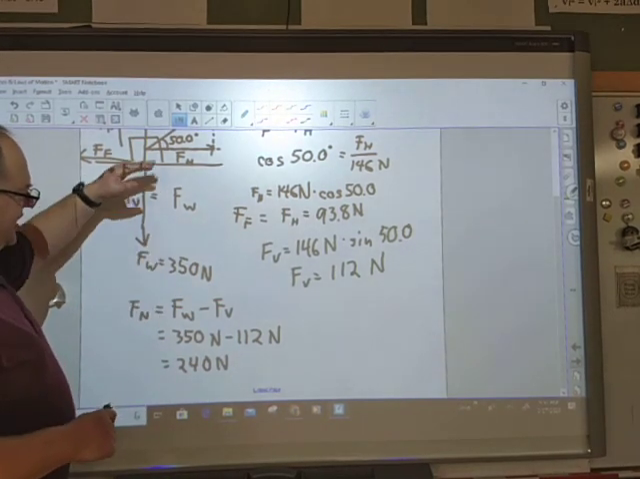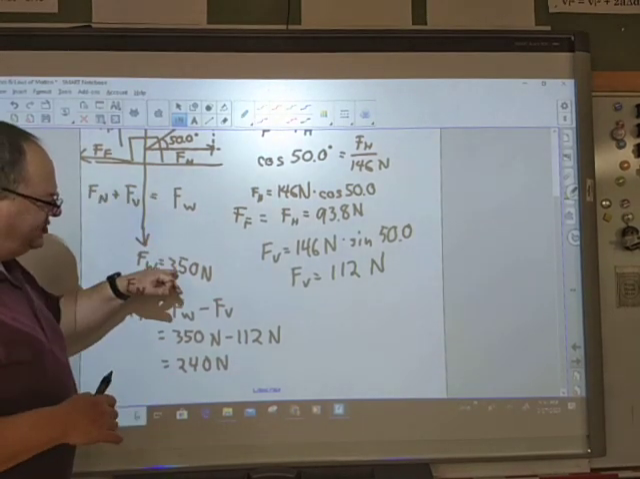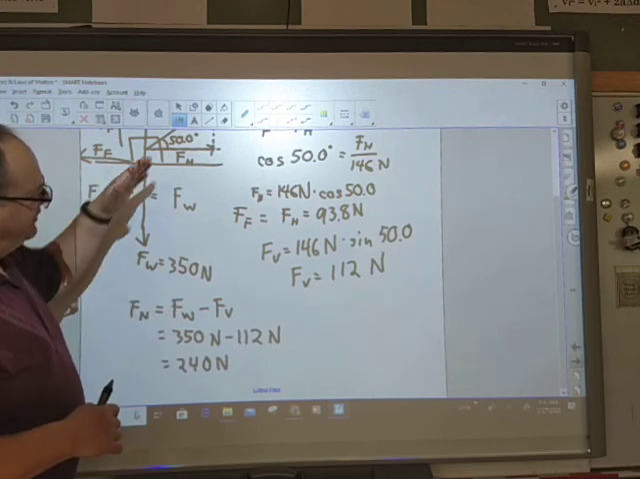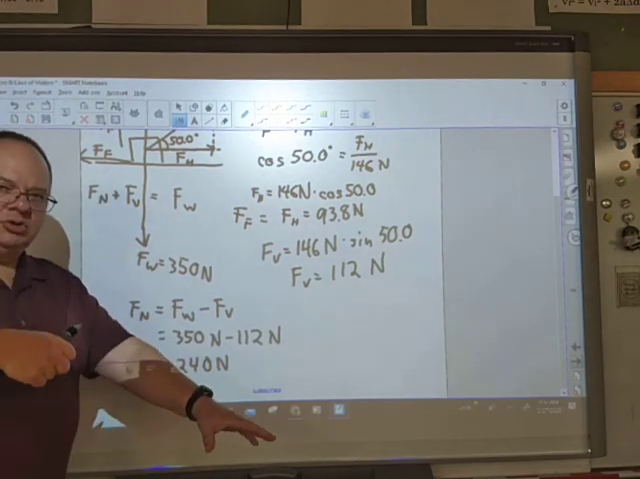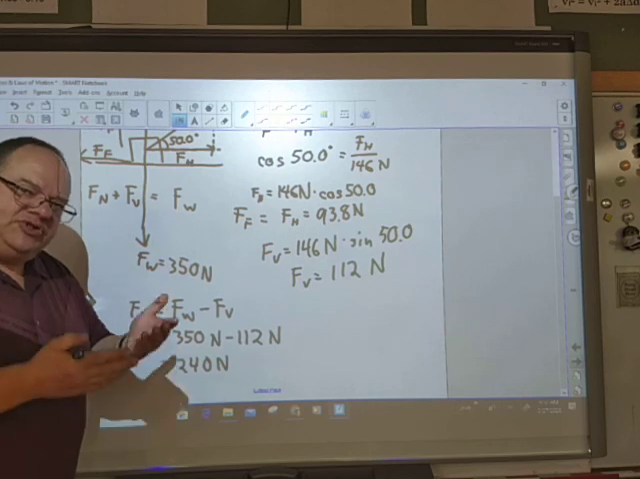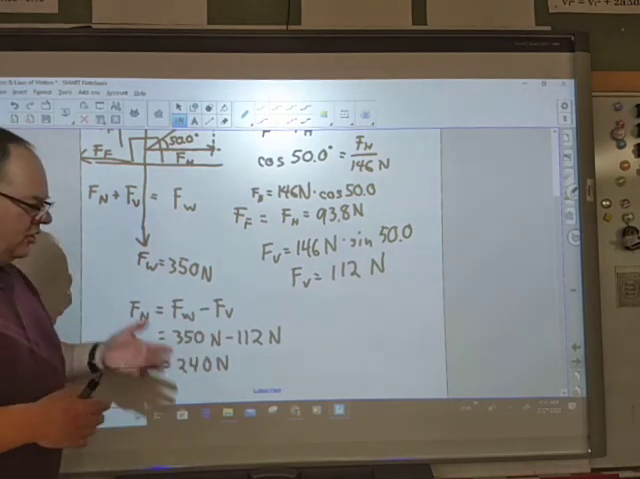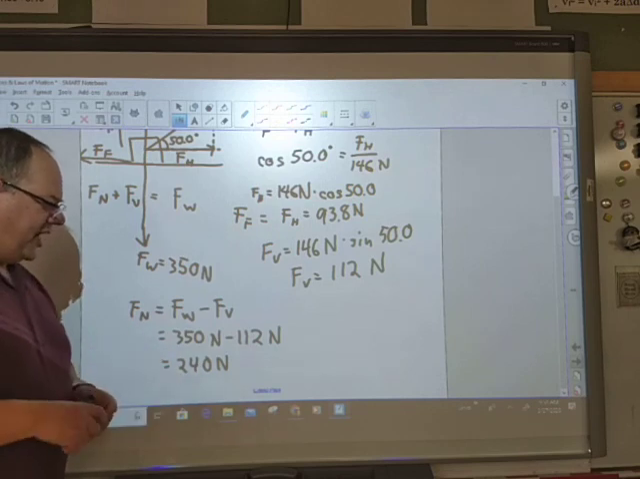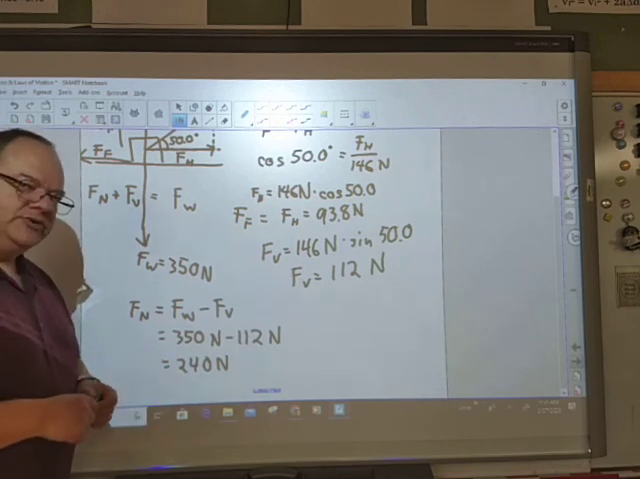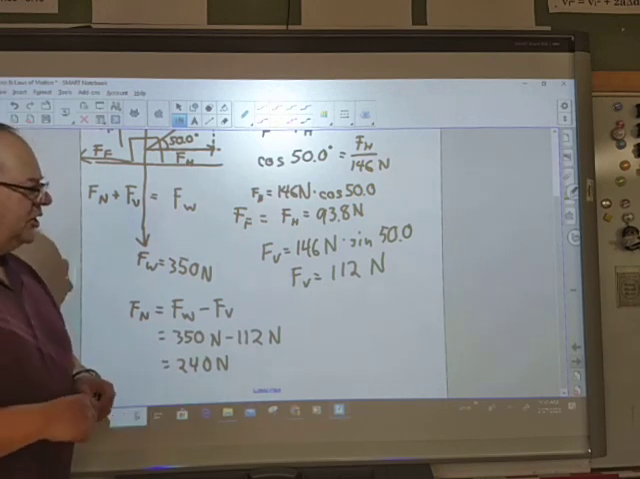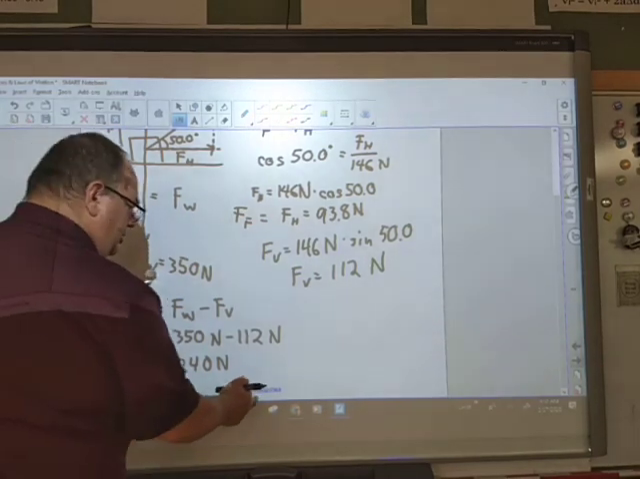So what we're saying is the block weighs 350 newtons, but the rope is pulling up-ish. And so that's reducing how much weight is on the floor by 112 newtons, which means that the floor only is pushing back with 240 newtons. Okay? All right, let's finish her off.